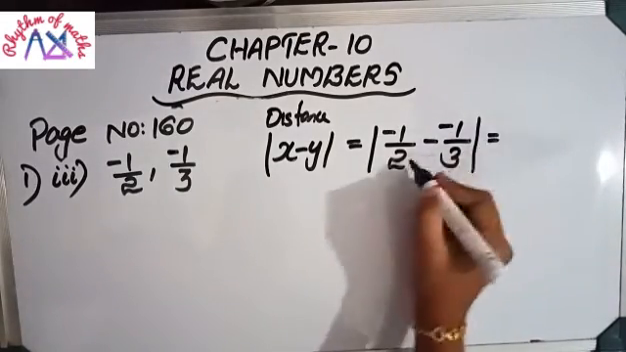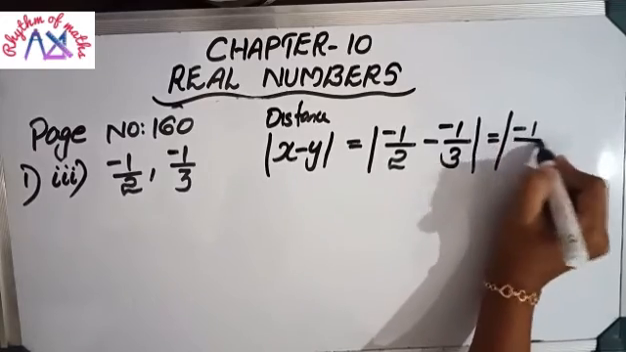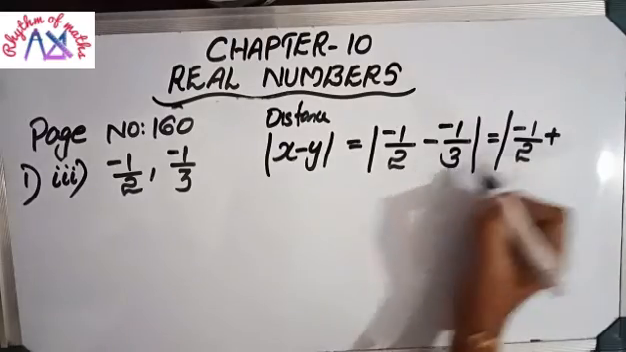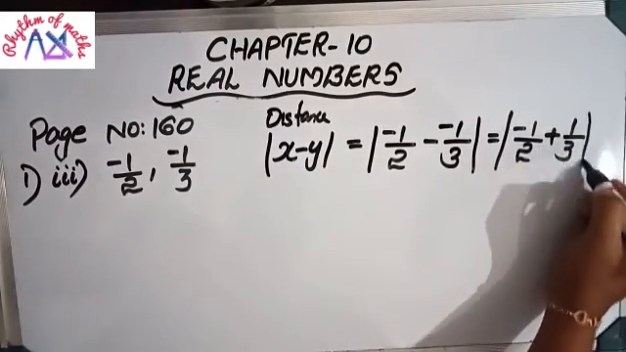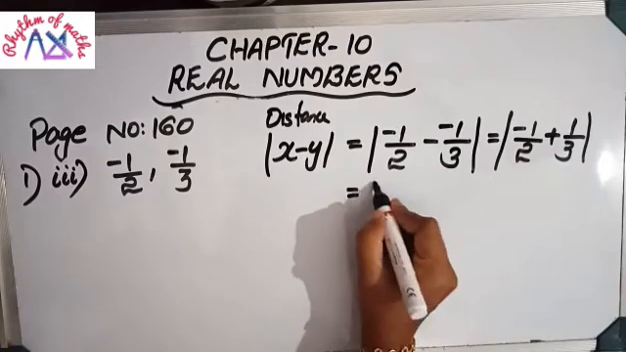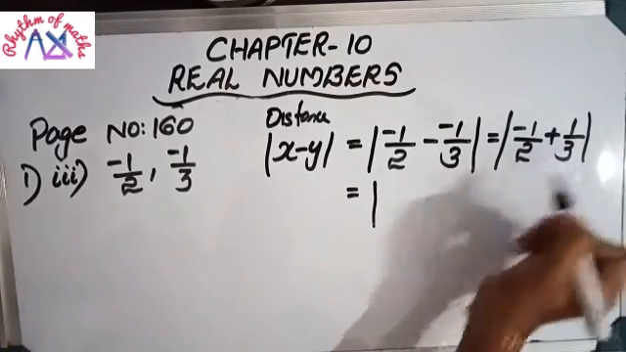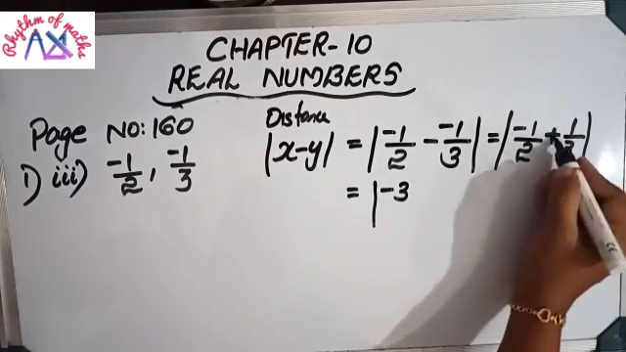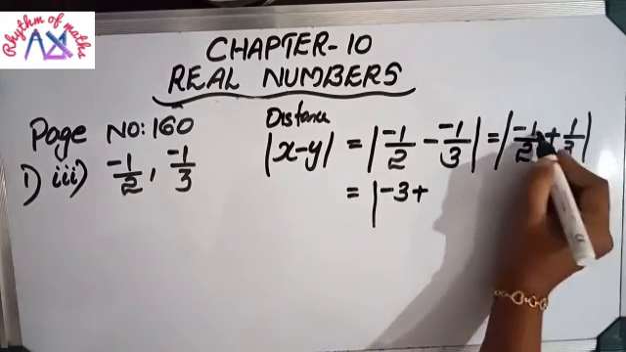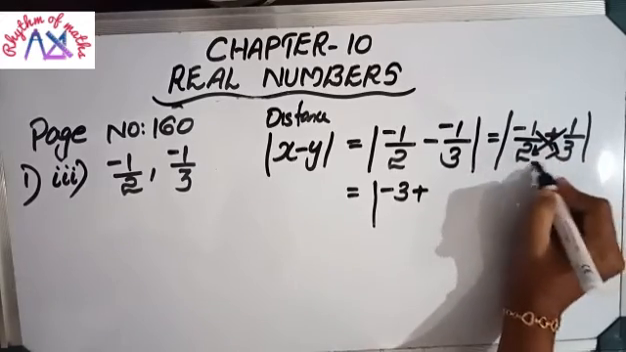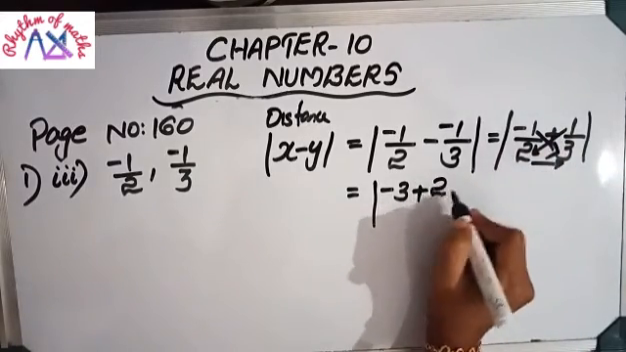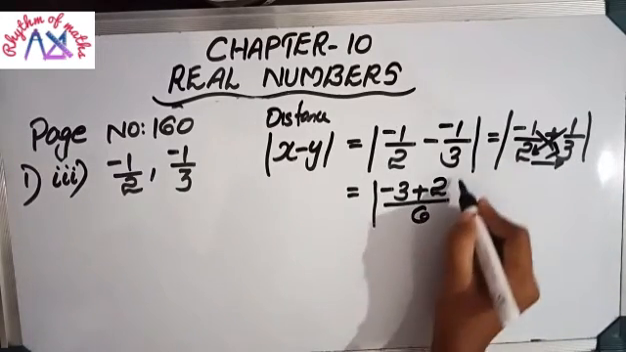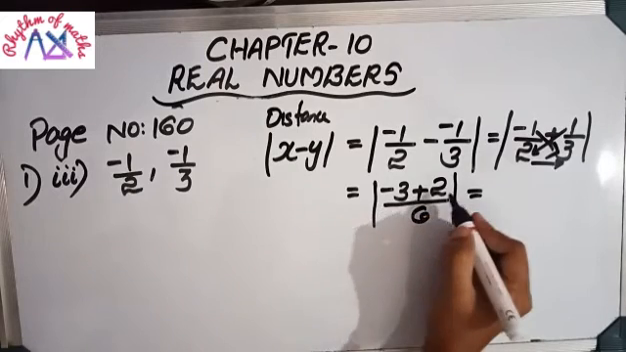Now here modulus of minus 1 by 2, negative and negative together means it will be plus sign, then 1 by 3. Now cross multiplication. So that is modulus of minus 1 into 3. Minus 1 into 3 means it is minus 3. Then plus. Then 1 into 2. Like this. Okay. So 1 into 2 is 2. Whole divided by 2 into 3. 2 into 3 is 6. Next is minus 3 plus 2.